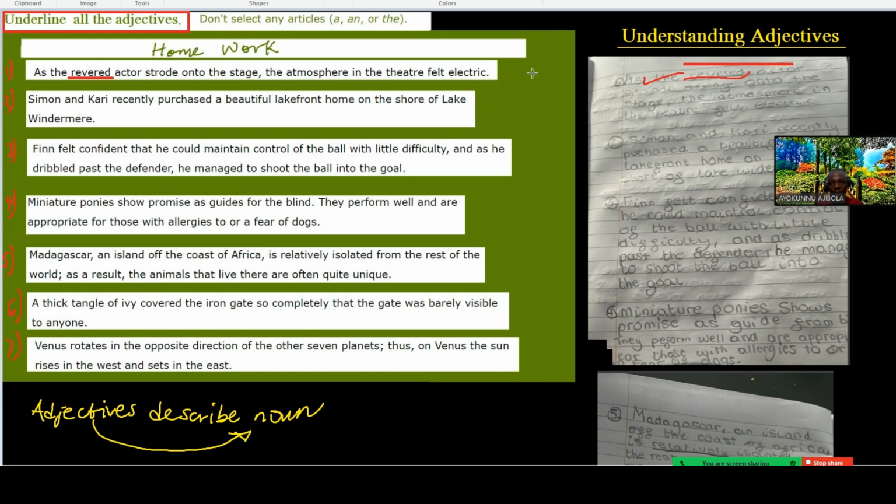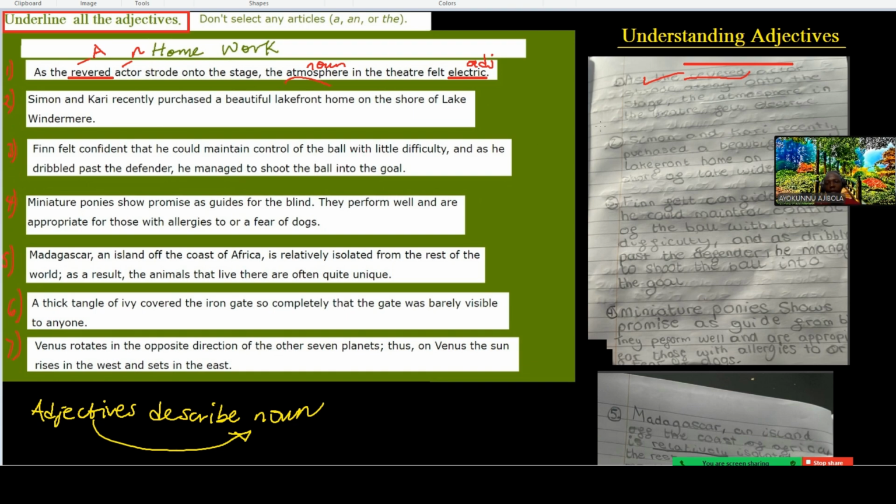So which other one? Strode is a verb. I said when you pick an adjective, you must pick the noun it is describing. Is there any other? Electric. Okay, yeah, electric is there. So what's the noun? The noun is the atmosphere, the electric atmosphere. Is that clear? So the noun there is the atmosphere, while the adjective is electric. The other one, the noun is actor, while the adjective is revered.